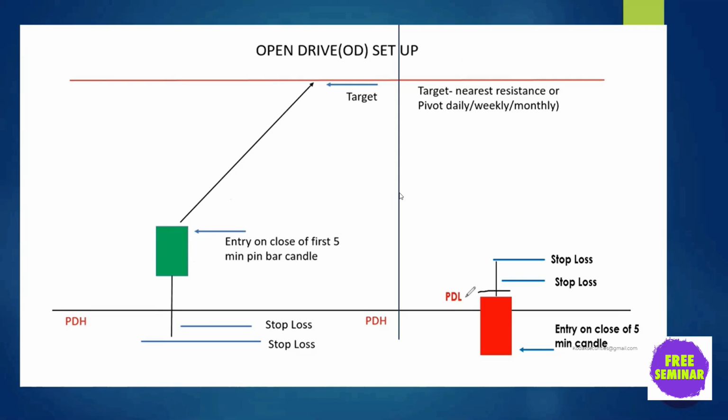The OD pattern can also be on a red candle, not only green. For that, the first candle has to be bearish. The candle close has to be below the previous day low. You can see that previous day low here. And the candle should have some resistance, which can be the previous day low or some pivot. And the candle should have room to move. So both are OD patterns.